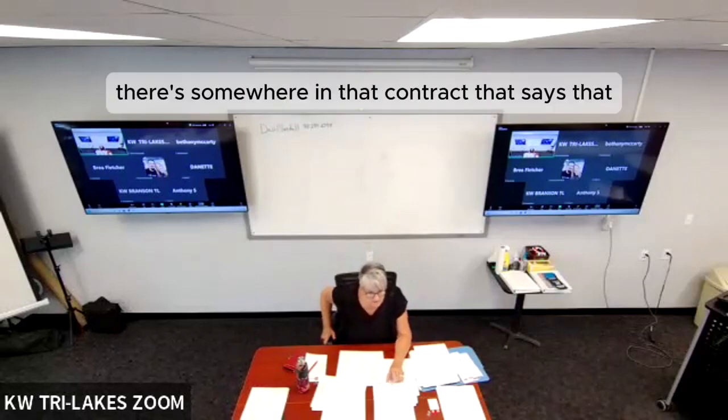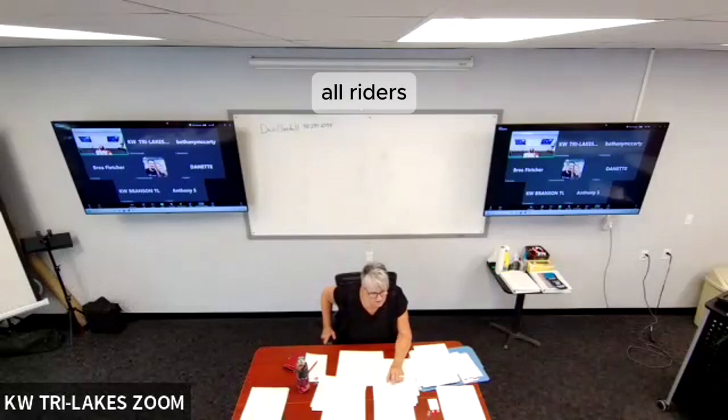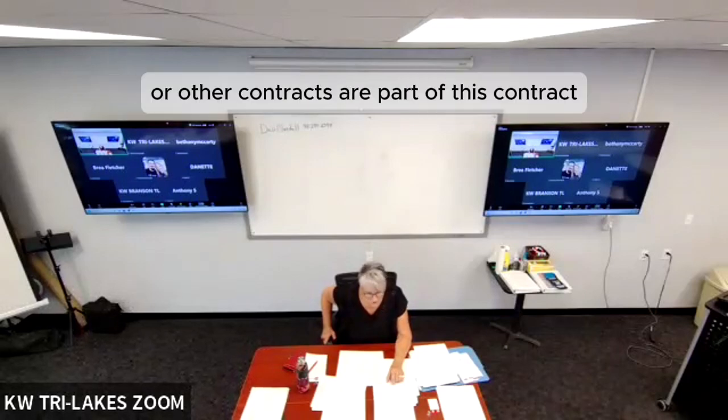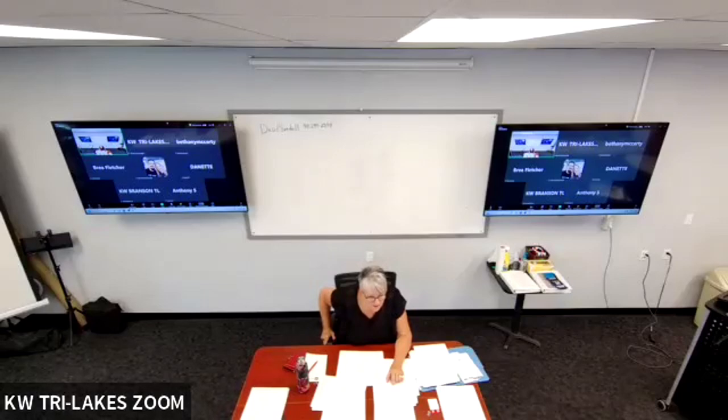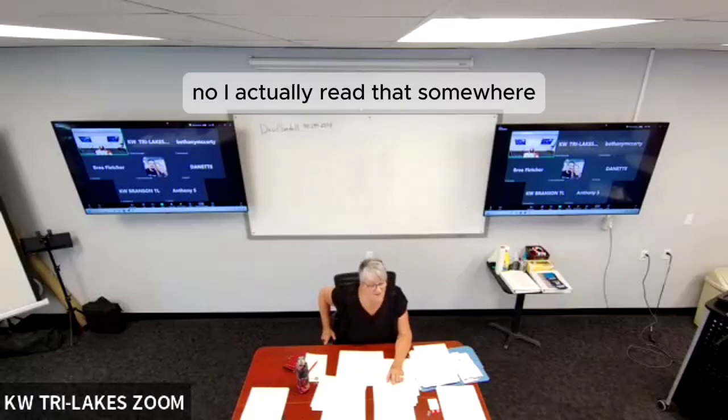But I thought there's somewhere in that contract that says that all riders or other contracts are part of this contract. Where does it say that? Find that somewhere.